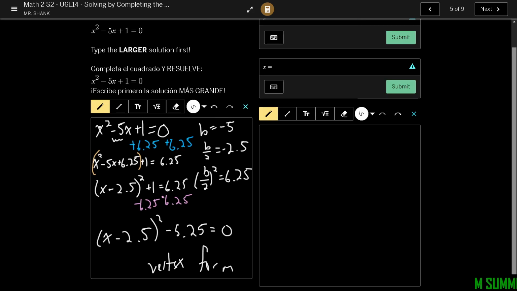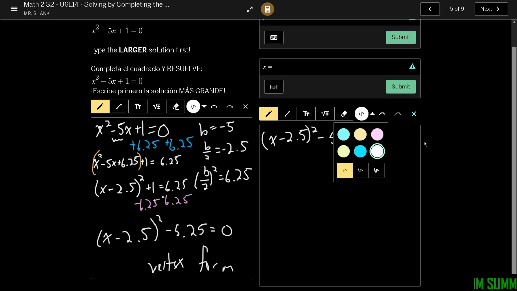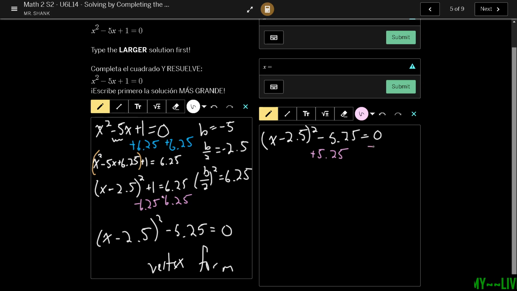I'll copy and paste the original amount. Anyways, so let's use that vertex form. So I have parentheses x minus 2.5 squared minus 5.25 equals 0. So we're going to add that number to both sides. You can always add the opposite. So if it has subtraction, make sure you are adding. So now we have x minus 2.5 squared equals 5.25.